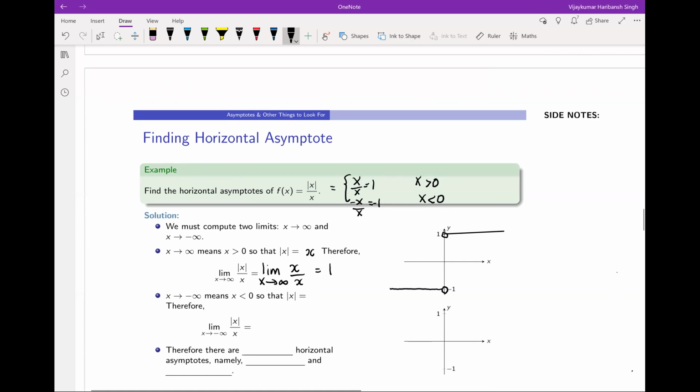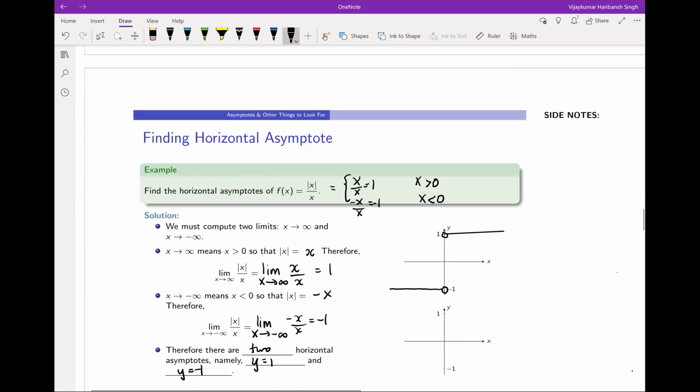Similarly, as x goes to minus infinity, x is less than 0, so the absolute value of x equals minus x. Therefore, this limit is going to be the limit as x goes to minus infinity of minus x over x, which is minus 1. So this graph has how many? Two horizontal asymptotes, namely y equals 1 and y equals negative 1.